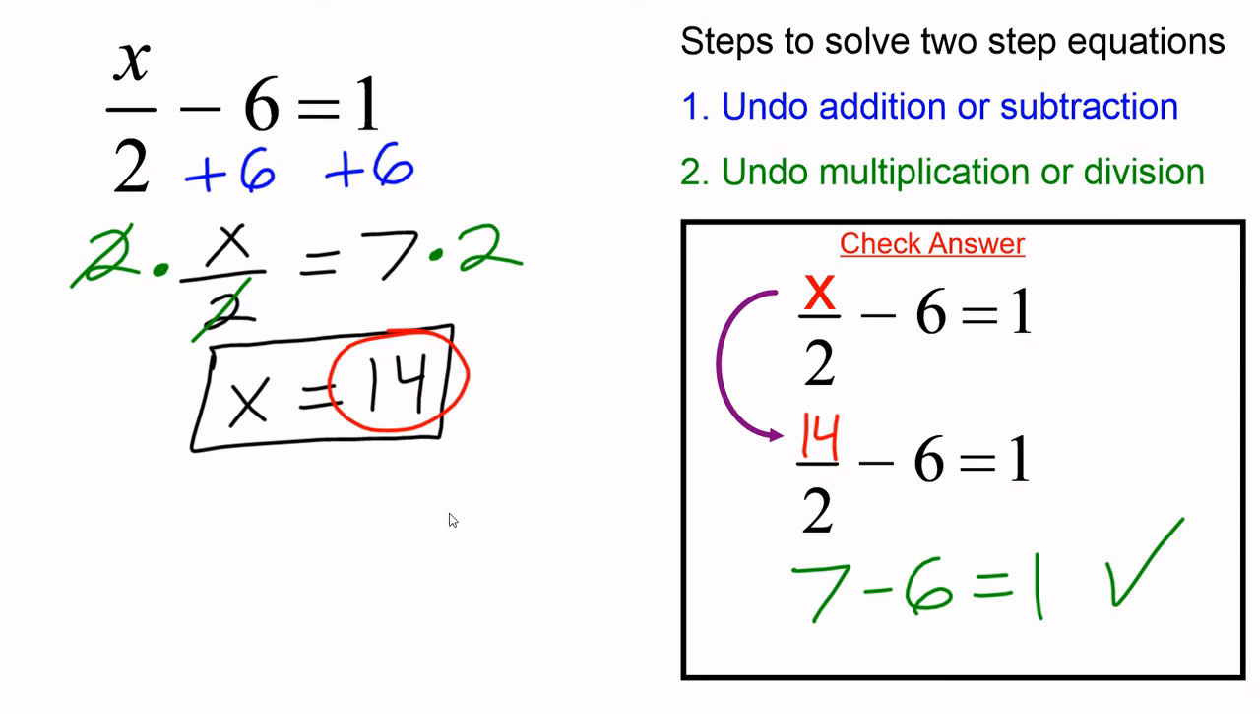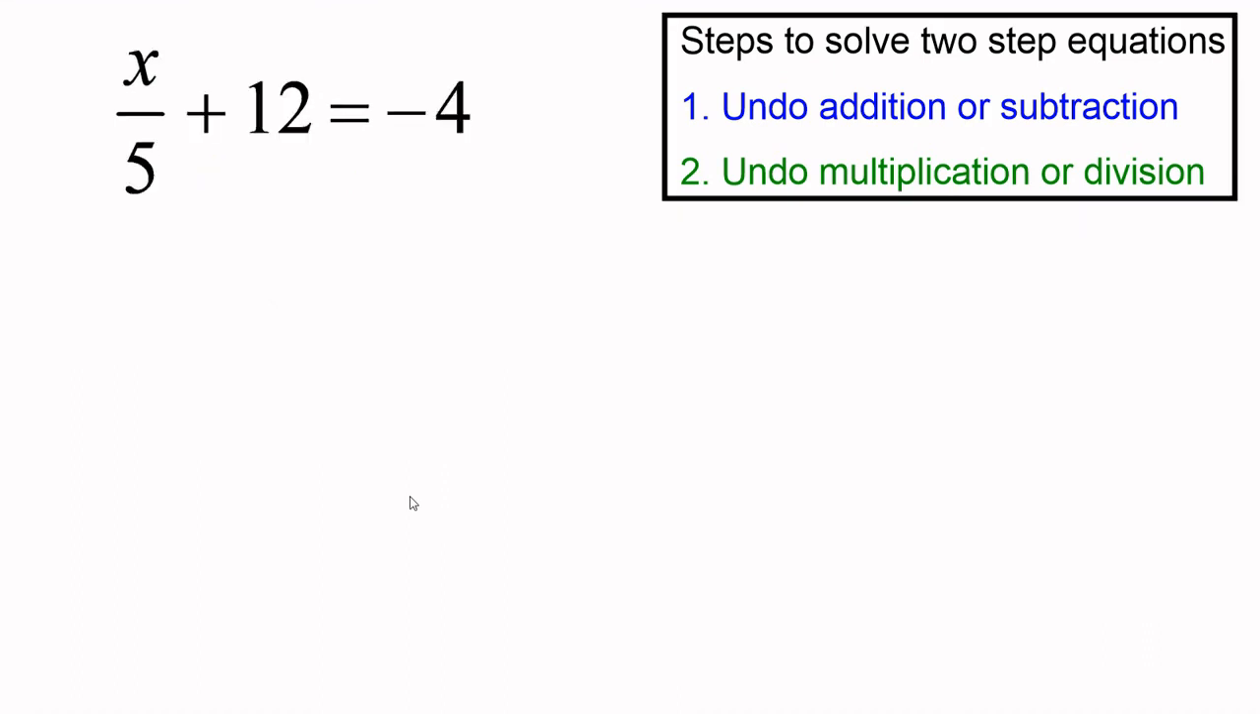All right, let's look at one more example. Here we have x divided by 5 plus 12 equal to negative 4. First, we want to get rid of that plus 12 by doing the opposite. And we're going to go ahead and subtract 12. Subtract 12. And that'll leave me with, on the left, x over 5 is equal to, the 12s canceled, so no more 12s here, negative 4 minus 12, we get negative 16.